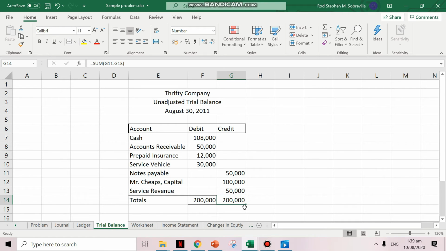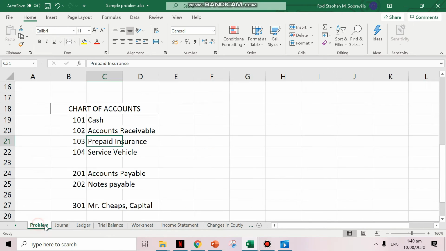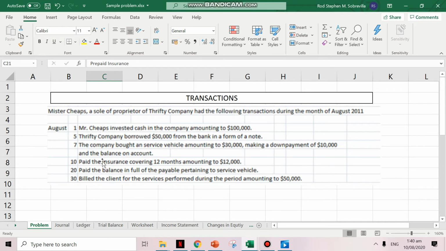Pero may times pa rin na pwedeng mag-balance pero may mali ha. Hindi necessary kung nag-balance, tama agad. Pero madalang naman mangyari yun. Hindi ko pa na-experience yun. Pero nangyayari yun ha. So talagang dapat from the very beginning, pag-analyze pa lang ng transactions, we need to be very careful. Hindi naman namin matuturo yung pag-analyze. You need to get used to it.